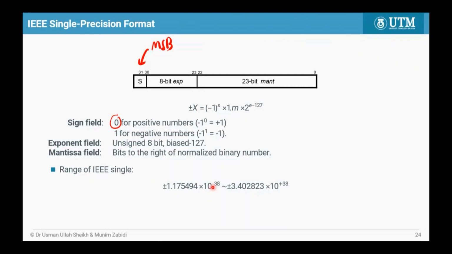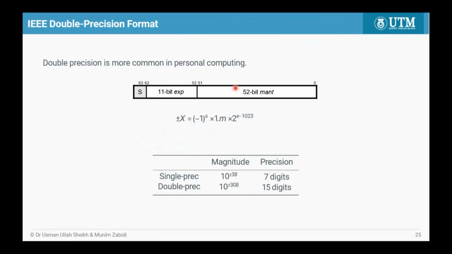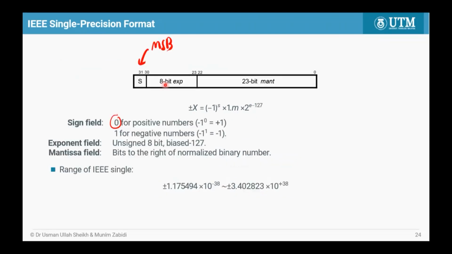So this is for the single precision, which consists of 32 bits, while double precision consists of 64 bits. Again, the most significant bit, which is bit 63, is the sign bit, and it has 11 bits for the exponent and 52 bits for the mantissa. So this is the 11-bit exponent, which is up to 1023. If you look at the earlier one, the 8-bit exponent is up to -127. So this is the magnitude for the single precision and double precision.